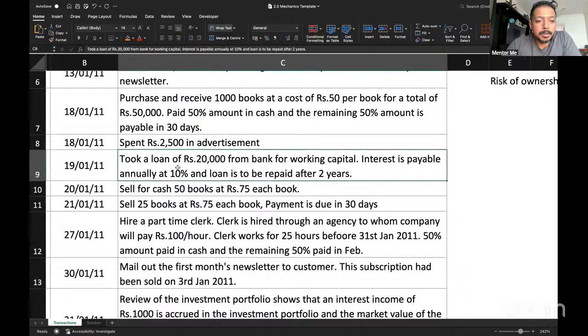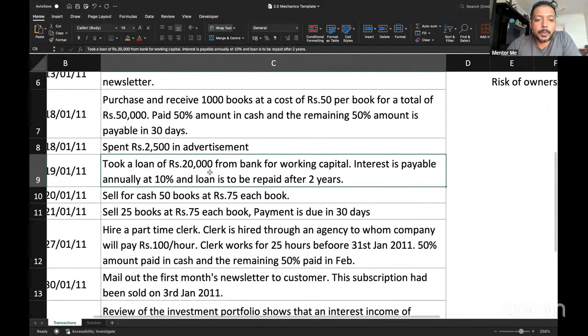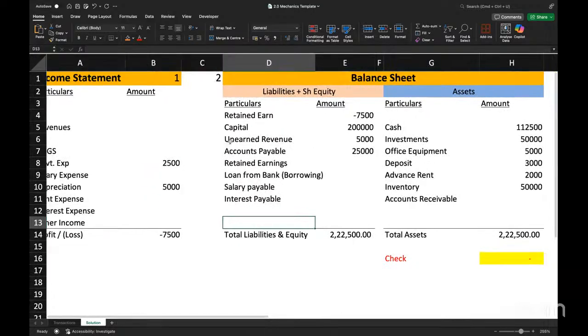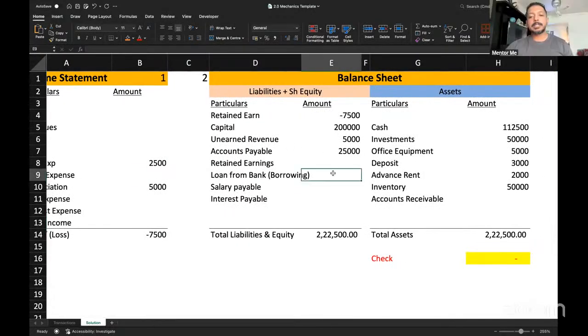Okay, now took a loan of 20,000 from a bank for working capital. Let's solve the first part. You've taken a loan of 20,000. Where should I put it? Liability, equity, or asset? Obviously the liability will come, only because a 20,000 loan I've taken.